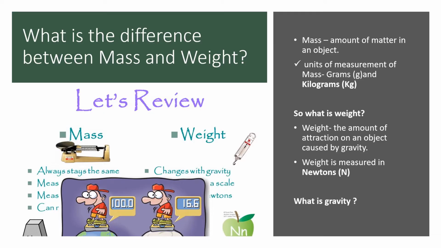So let's look at the differences between mass and weight. Mass is the amount of matter in an object, whereas weight is the amount of attraction on an object caused due to gravity. Mass is measured in kilograms or even grams, whereas weight is measured in newtons. Now, there's a new term, gravity. What do you mean by gravity?